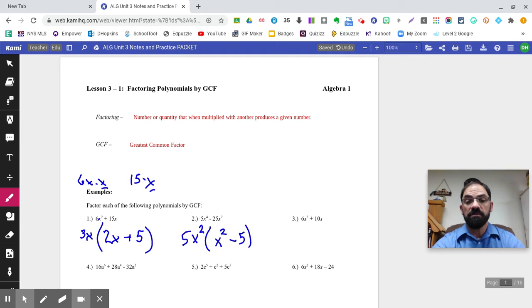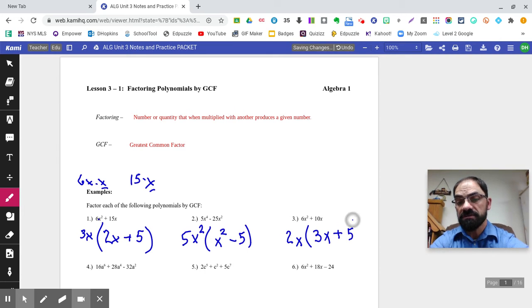Number 3. Between 6 and 10, what's the biggest number? 2. Between x squared and x, only one x. So let's divide. 6 divided by 2 is 3. X squared divided by x, remember, subtract the exponents. 2 minus 1 is 1. Bring down the plus sign. 10 divided by 2 is 5, and x divided by x is 1.